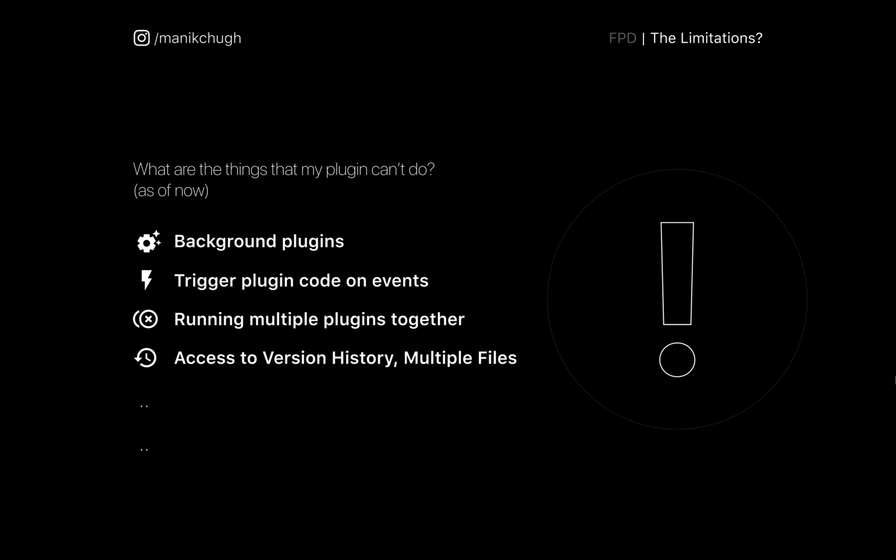Let's say I'm creating a rectangle or a circle on my frame and I want to trigger a plugin which can directly fill in colors to that. That will be really helpful. But currently it's not supported by Figma plugin APIs.